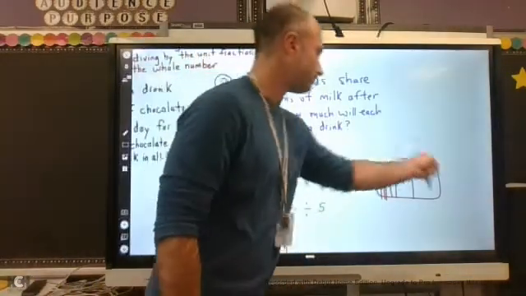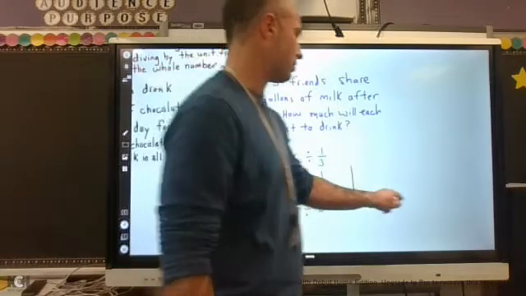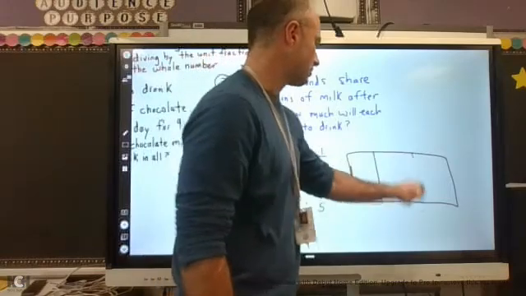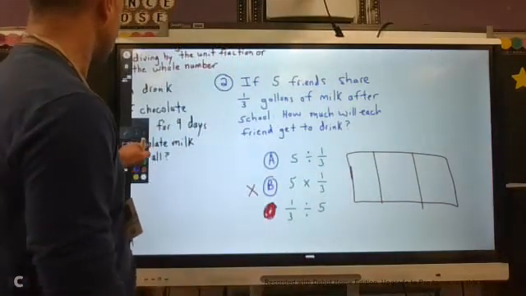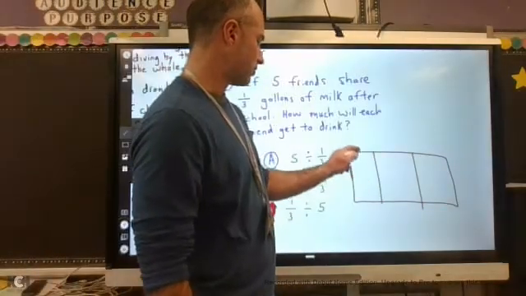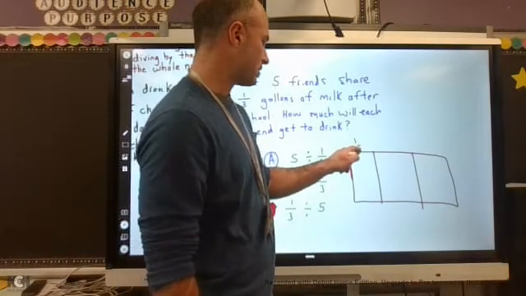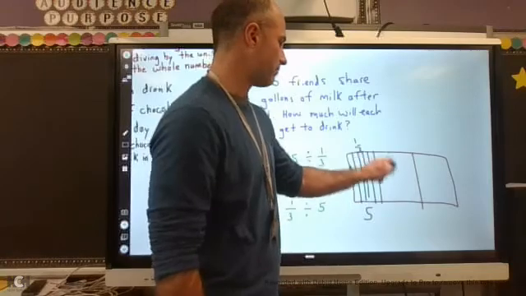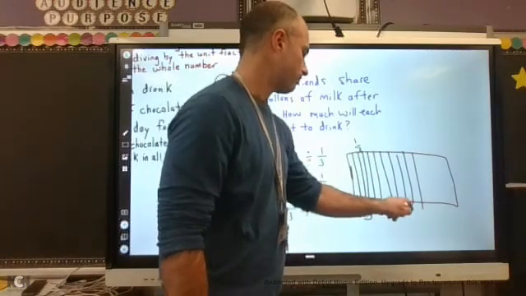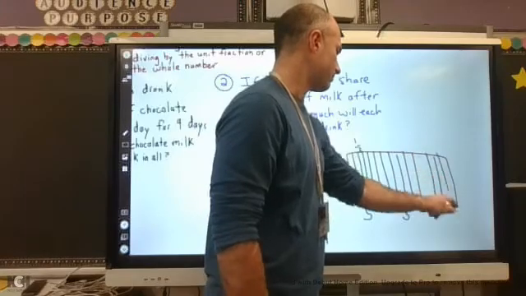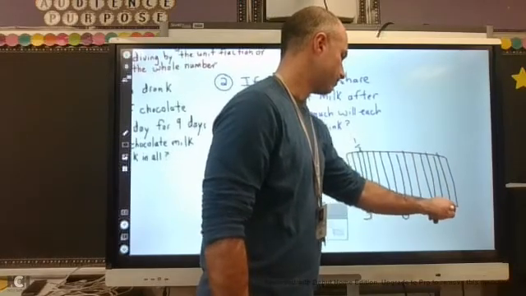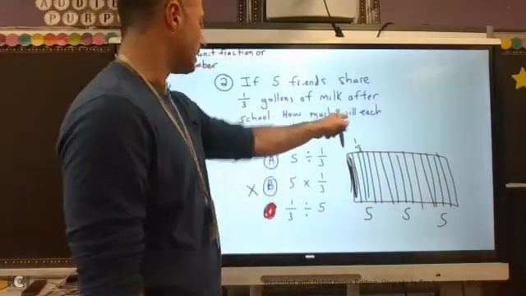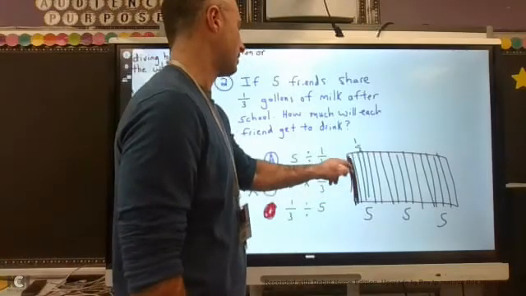Now, this is a bad picture, so let me draw a better picture to refresh your memory on how to draw this picture, which you just did yesterday. So here's a third. This whole gallon is broken up into thirds. Here's your third right here. I'm breaking it up into 5 friends. I need to break this third up into 5, to figure out how much each friend will get. So how much will this one friend get?